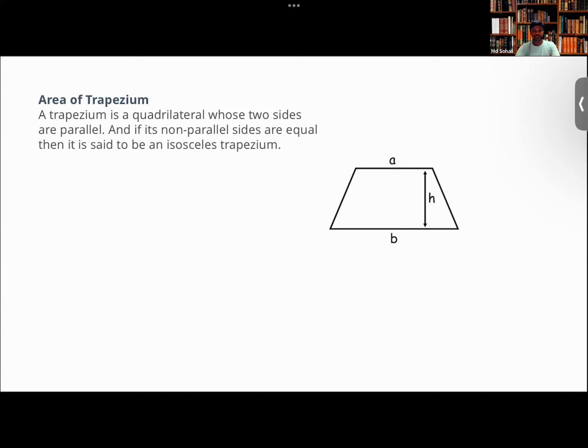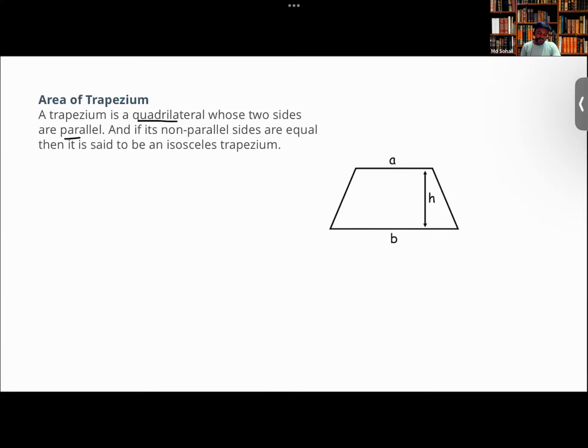And its other two sides are not parallel together. One pair of sides is parallel while the other pair of sides is not parallel. That is simply a trapezium, right? It's a quadrilateral whose two sides are parallel.